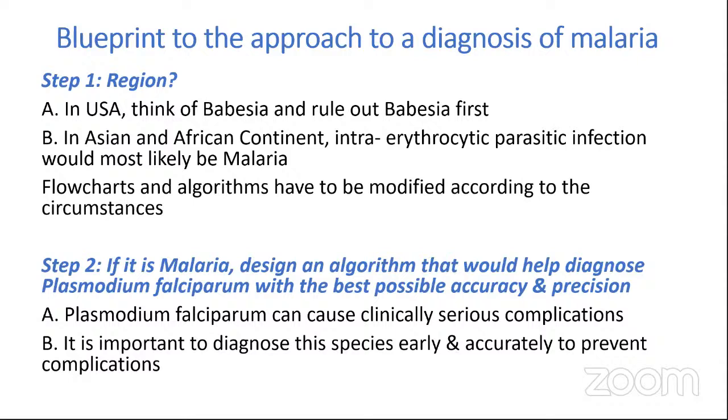Now, if you are in India and if you are thinking of intraerythrocytic parasites, you are thinking of malaria straight away. What would be really important here would be to design an algorithm that would help you diagnose Plasmodium falciparum with the best possible accuracy and precision. The reason is falciparum, as we all know, can cause clinically serious complications, and it would be extremely important to diagnose it accurately and correctly to prevent those complications. So the take home message from step two would be, when you construct an algorithm, you would try to ensure that there are multiple checks in place which would make you suspect Plasmodium falciparum and have a high degree of suspicion for this particular species given its clinical importance or relevance.